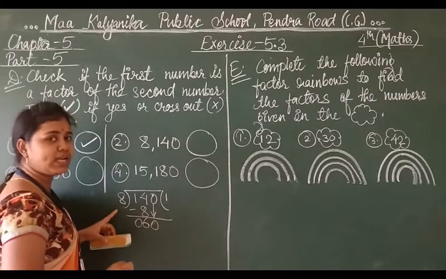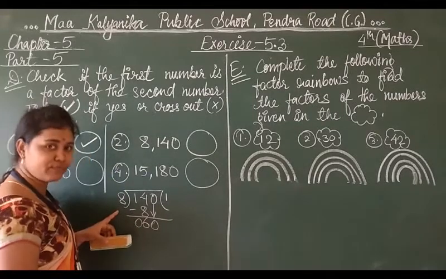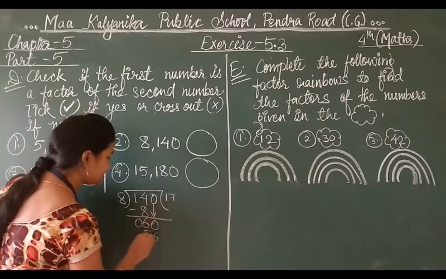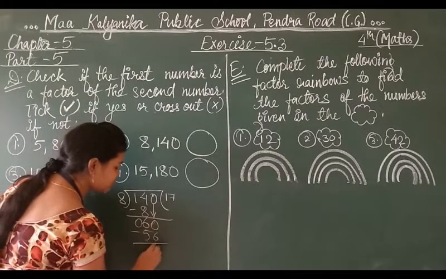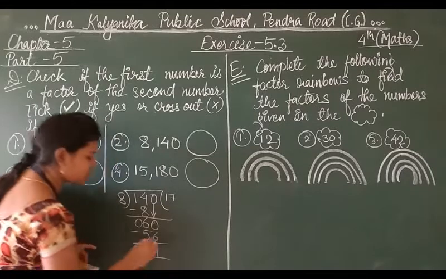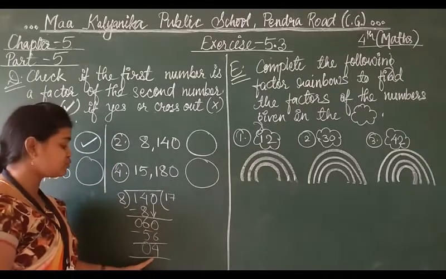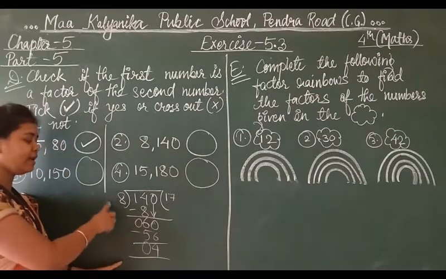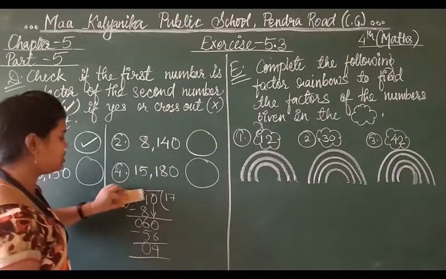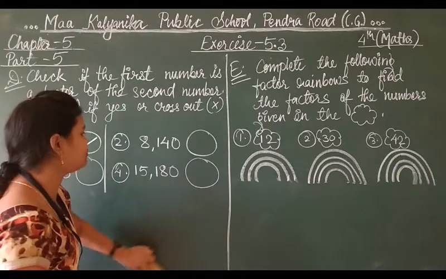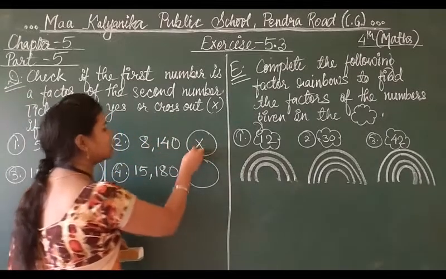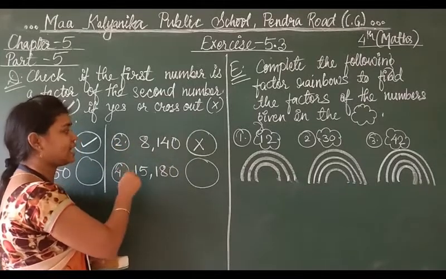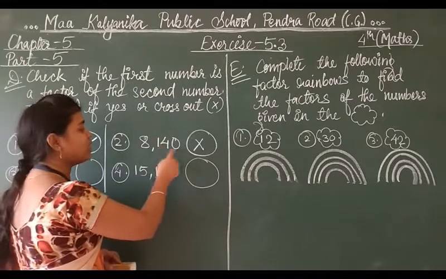So 8 5s are 40, 8 6s are 48, 8 7s are 56, 8 8s are 64. So 60 minus 56 is 4. We are getting the remainder as 4. It is not 0, which means 140 is not exactly divided by 8. So what will we do here, students? This will not be a factor, so we have to put a cross. Here we can conclude 140 cannot be divided by 8 exactly, which means 8 is not a factor of 140.